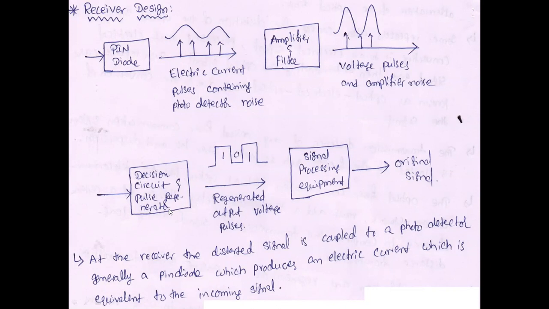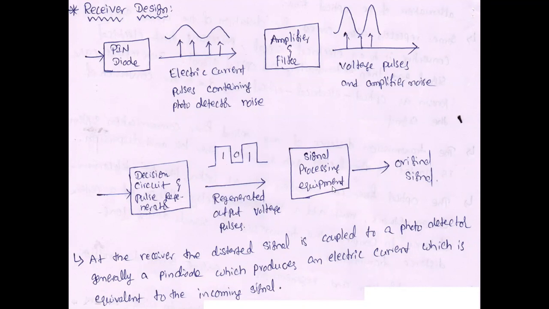Based on this condition, the decision circuit and pulse regenerator works on the threshold voltage. Suppose we fix the threshold value at 2 volts. Above 2 volts, the output is 1; below 2 volts, the output is 0. Once the signal is given to the decision circuit, we calculate the peak-to-peak voltage for each pulse. Whether it is above 2 volts, the output is 1, and below 2 volts, the output is 0. Likewise, the output of the decision circuit and pulse regenerator is in digital format, ones and zeros.